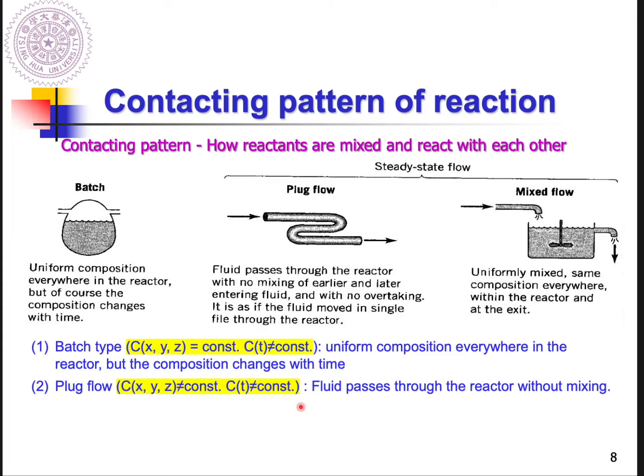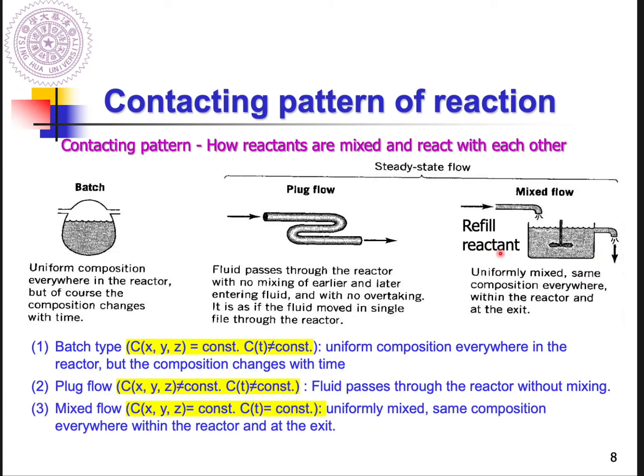And the third one is the mixed flow process. It means that we add the reactant into the beaker, and we use the stirring bar here, and we still have an outlet here. So the difference between this one and the batch type is we always refill the reactants to keep the concentration of reactants constant, and we constantly generate the product, so we have an outlet for the product.